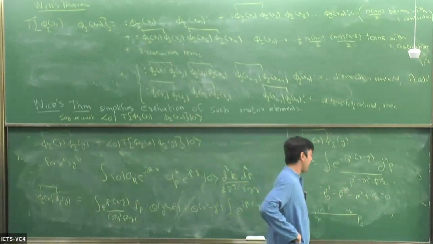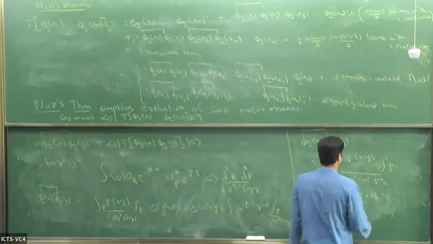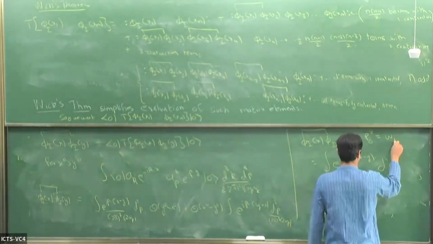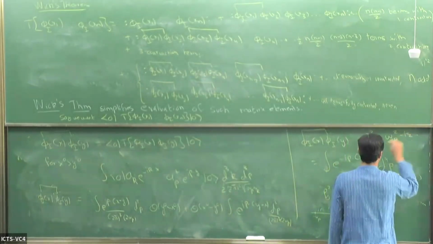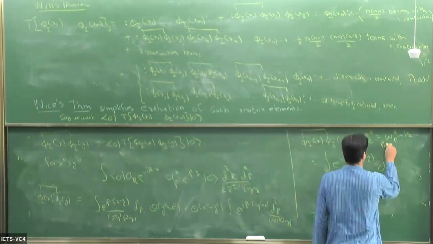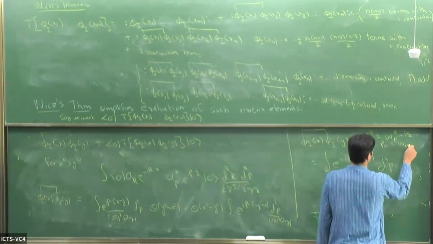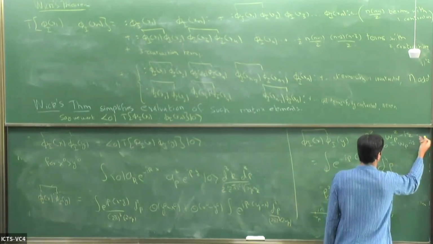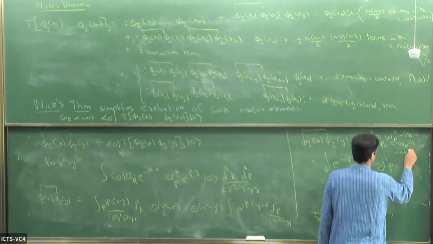Okay. So the I epsilon basically tells you that the poles now move to p0 squared is equal to omega p squared minus I epsilon. So they move to p0 is equal to omega p minus I epsilon for omega, and minus omega p plus I epsilon.